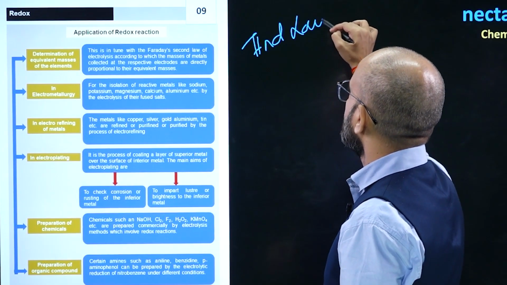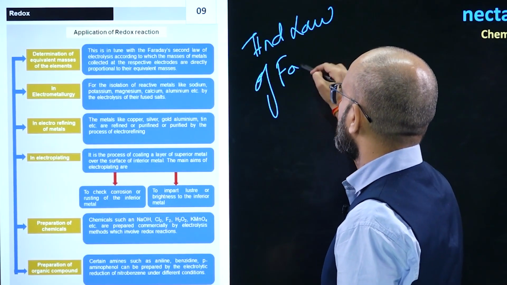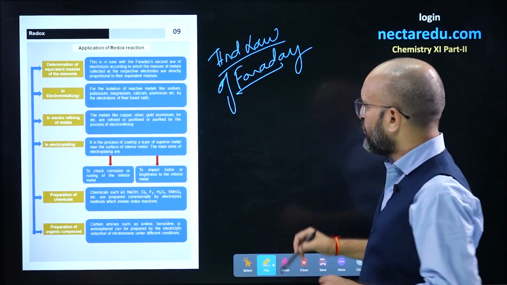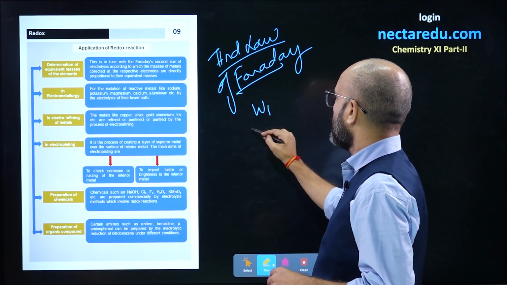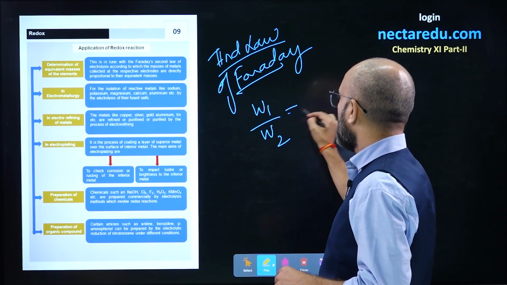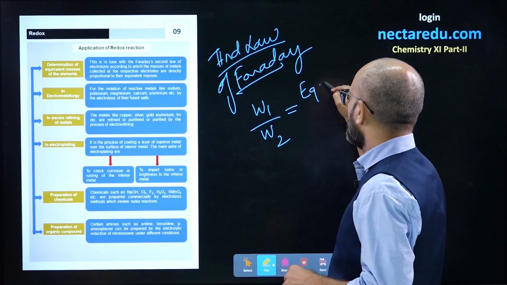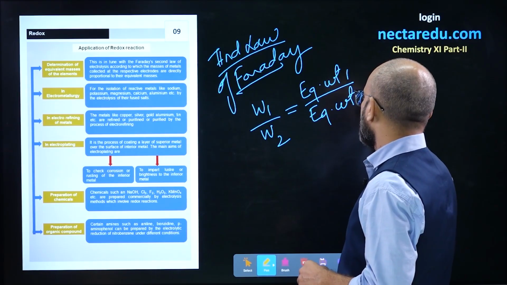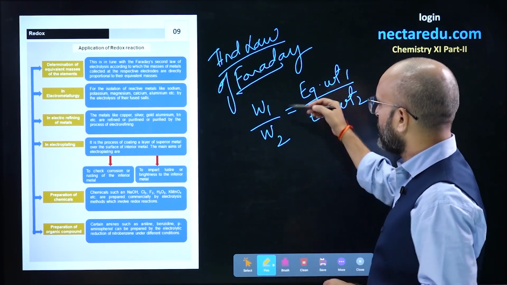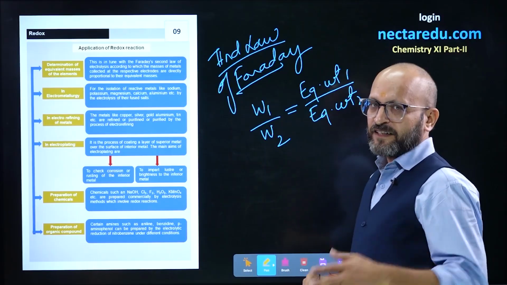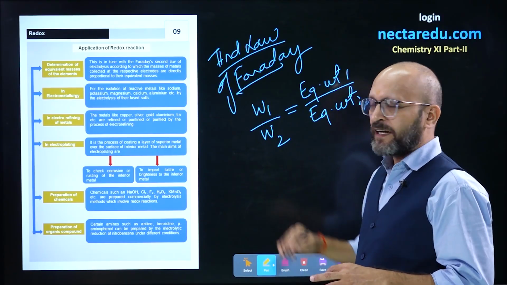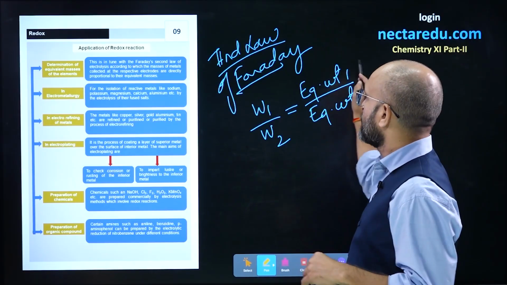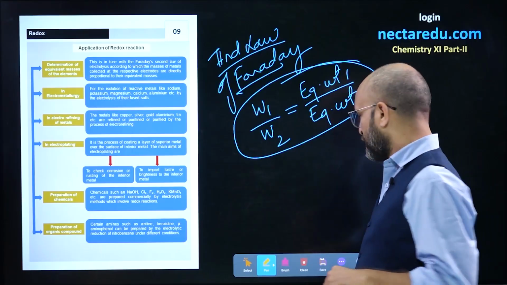the second law of Faraday explains about electrolysis, that the masses of substances separated out are proportional to their equivalent weights, and their masses separated at different electrodes are in the same proportion. If the mass of one element is W1 and the other element is W2, then W1 by W2 is in proportion to the ratio of their equivalent weights. So this is a critical point which we need to understand.